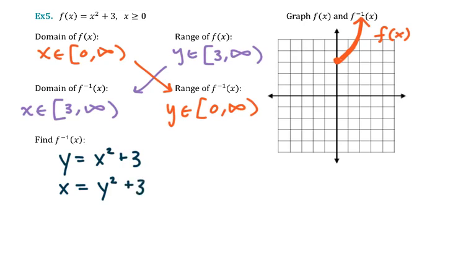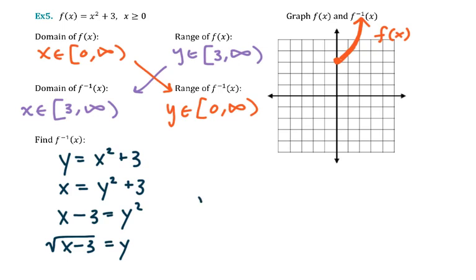So now I have x equals y squared plus 3. And then the last thing we'll do would be to isolate the y. So in order to isolate the y, I'm going to have to subtract 3 and then square root both sides of the equation. So I end up with x minus 3 equals y squared. And then the square root of x minus 3 equals y.